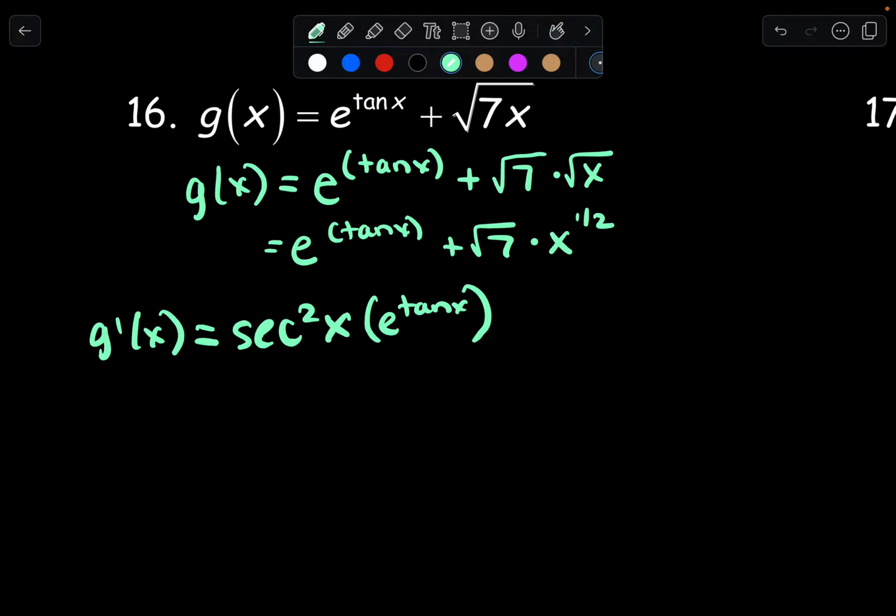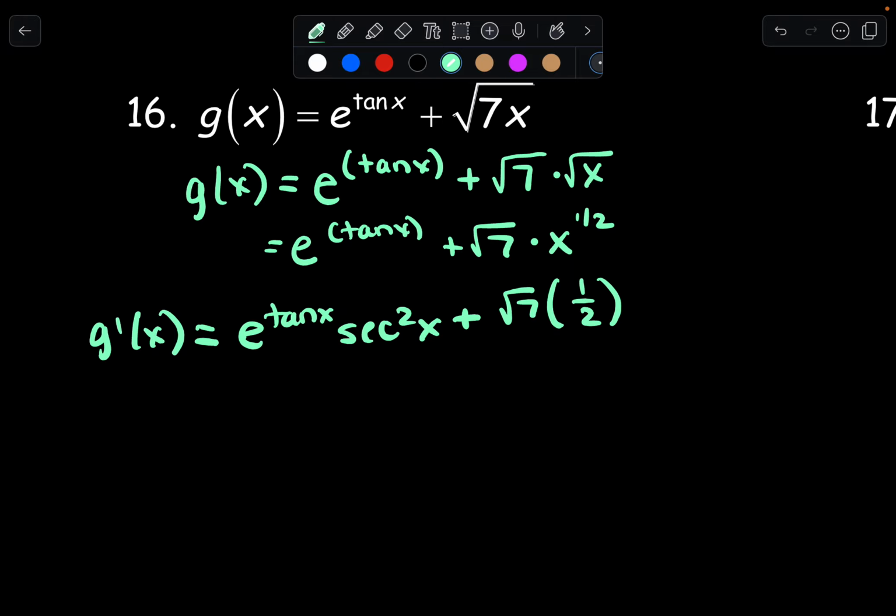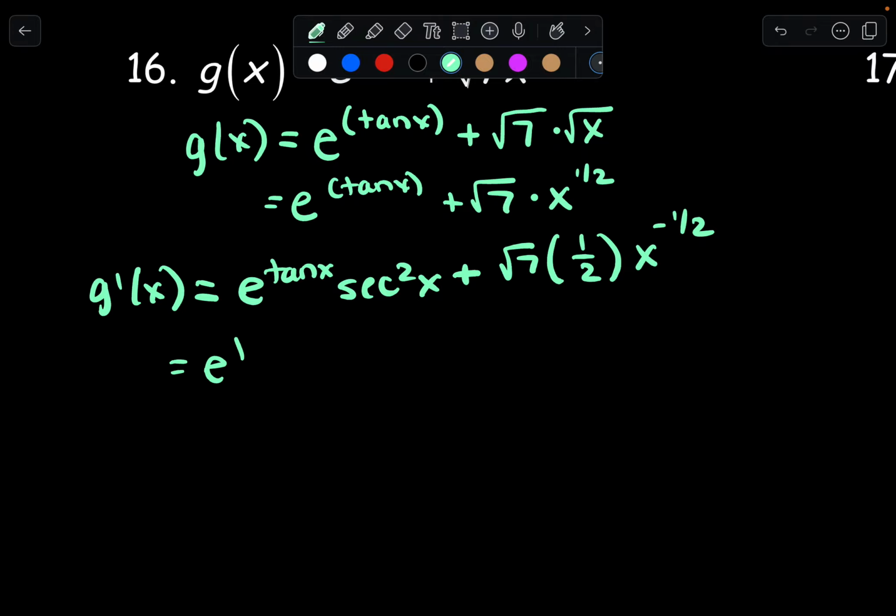Okay, and if you want to do it the other way instead, I do not care. You can do e to the tan x and then multiply with the derivative, which is secant squared x, as long as it's mathematically correct. All right, on the back side, root 7 is a constant, so I'm going to have root 7 times the 1/2, and then this becomes x to the negative 1/2. So we have e to the tan x, secant squared x, plus this becomes root 7 in the numerator, and then 2 times the square root of x.